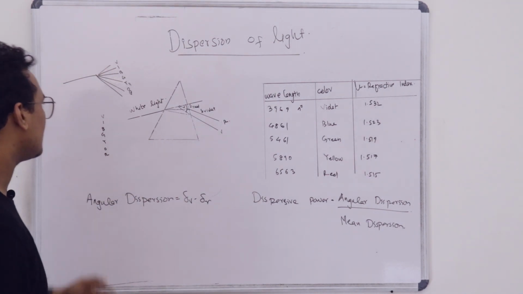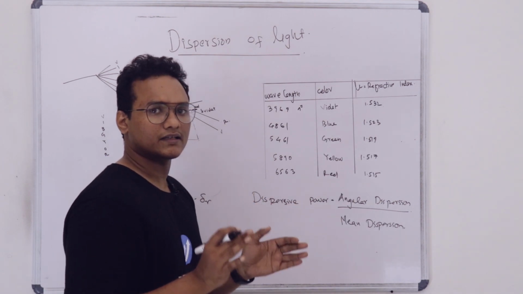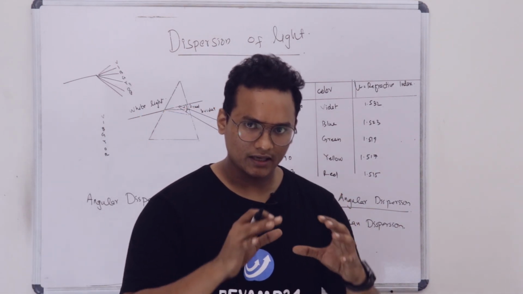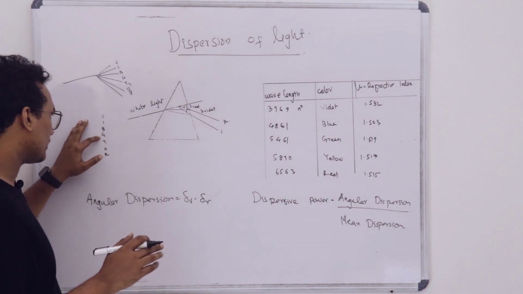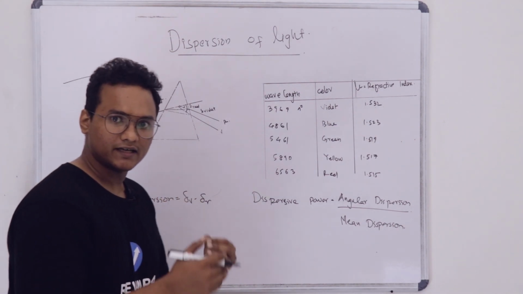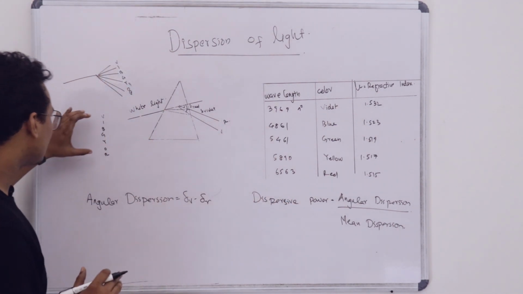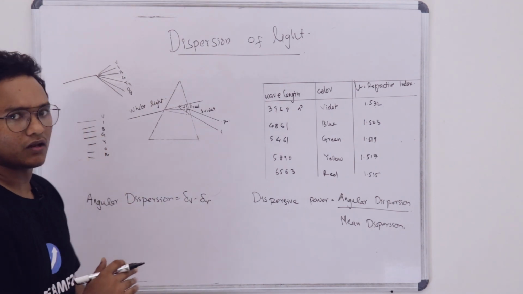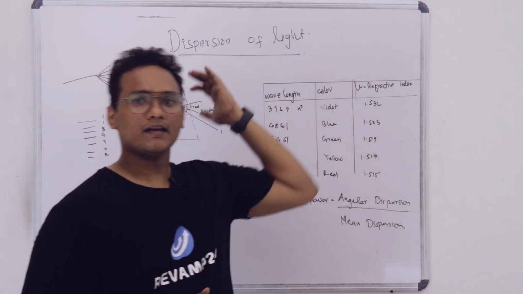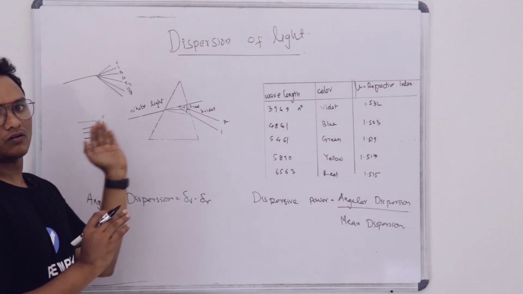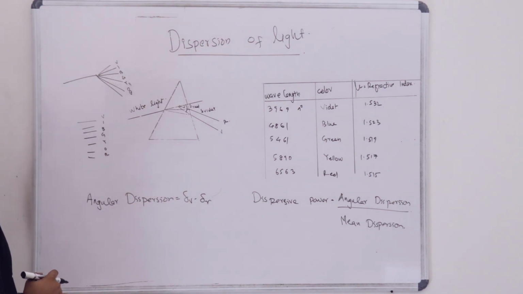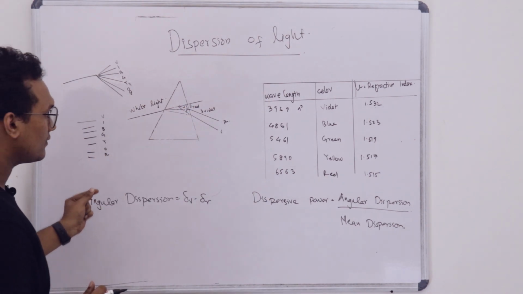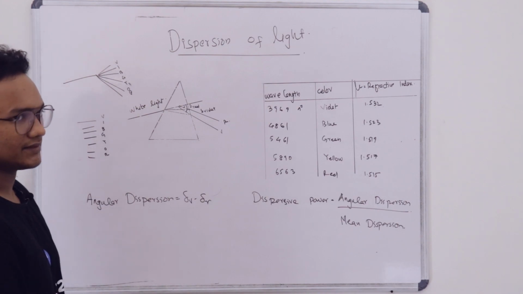Now all these colors have the same velocity in free space, which means the moment violet, indigo, blue, green, yellow, orange, red are sent from the sun, all these light rays reach earth together at the same time, because they have the same velocity in free space and also in air. Air and free space are almost the same. Now when they pass into a medium, they will have different velocities.